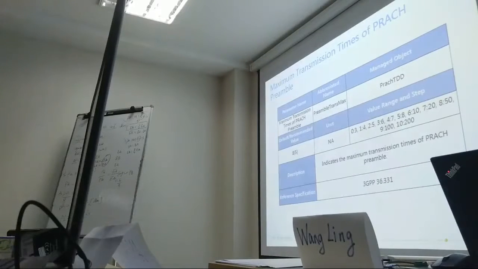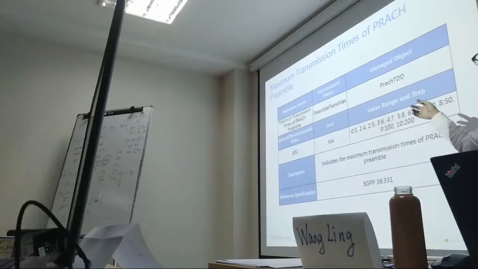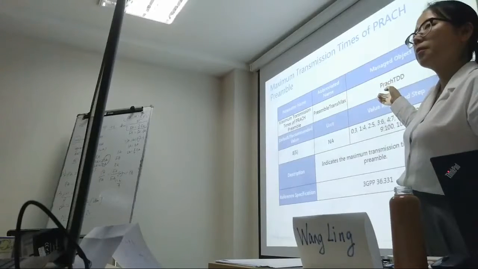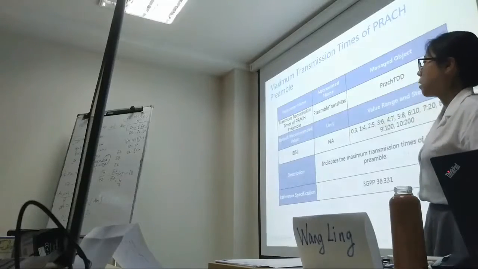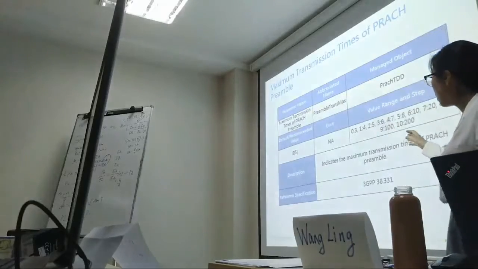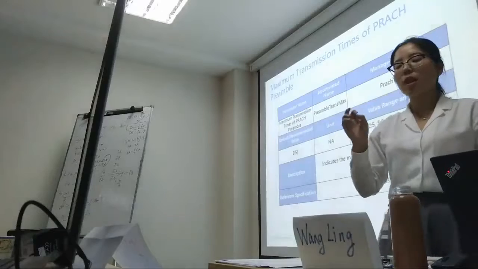What happens if we set this maximum transmission times low or very high? This is how many times the UE can retransmit the preamble. For example, if you set this value, the smallest is 3 times. For example, you set 3 times.